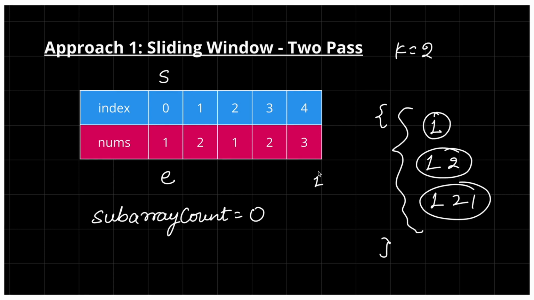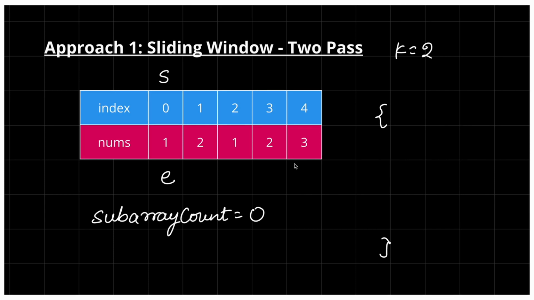I will first calculate this total, and then I will calculate only those subarrays which have at most 1 distinct element: this 1, then this 2, then this 1, then this 2. Eventually, we will subtract all those subarrays which have at most 1 distinct element from those which have at most 2 to calculate exactly 2. This question is very similar to the one we solved a few days ago, binary subarrays with sum.